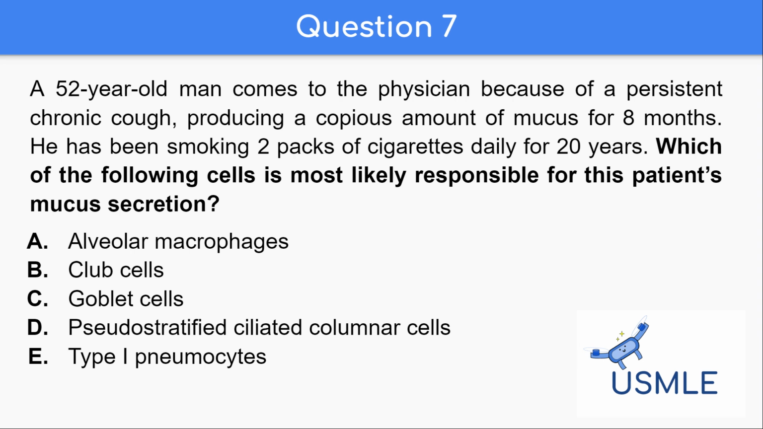A 52-year-old man comes to the physician because of a persistent chronic cough producing a copious amount of mucus for 8 months. He has been smoking 2 packs of cigarettes daily for 20 years. Which of the following cells is most likely responsible for this patient's mucus secretion?